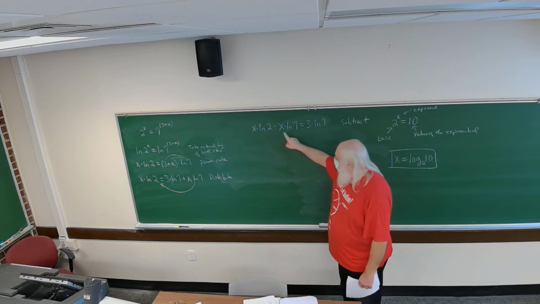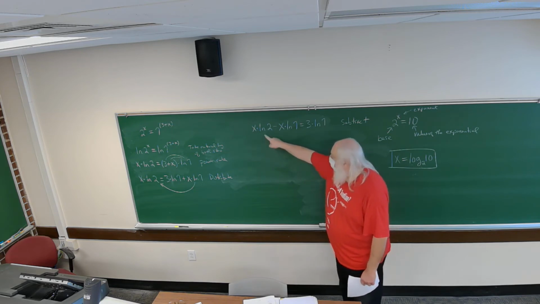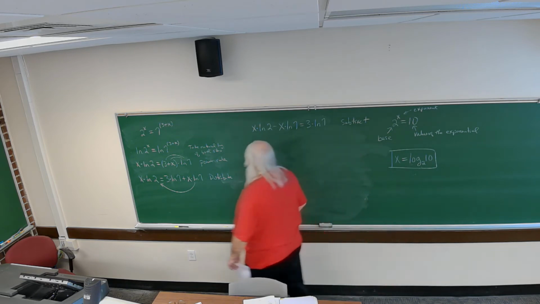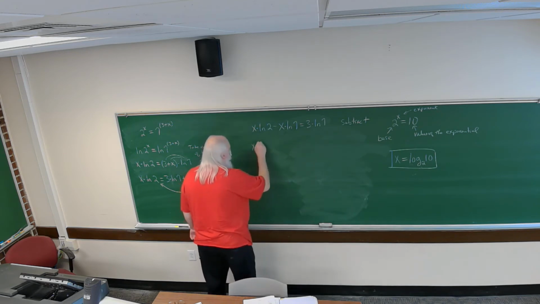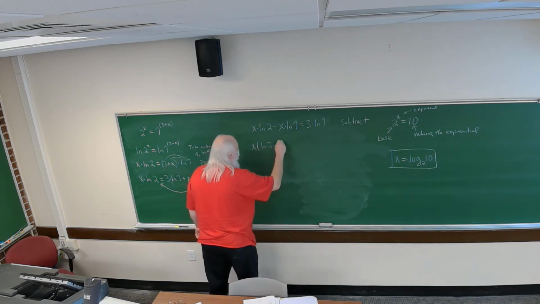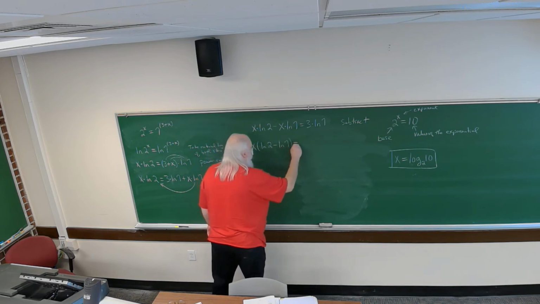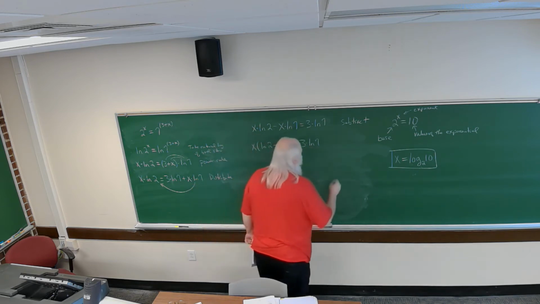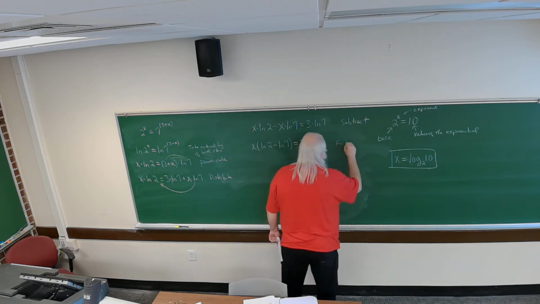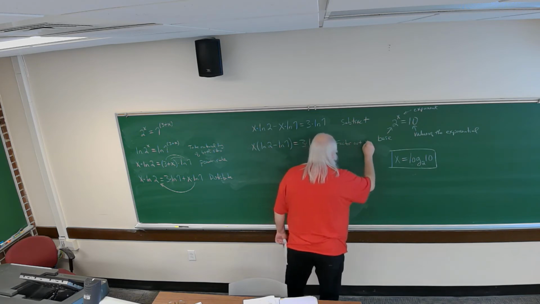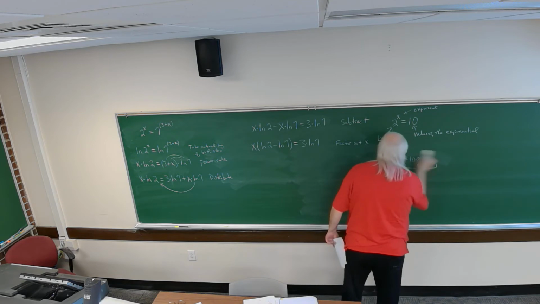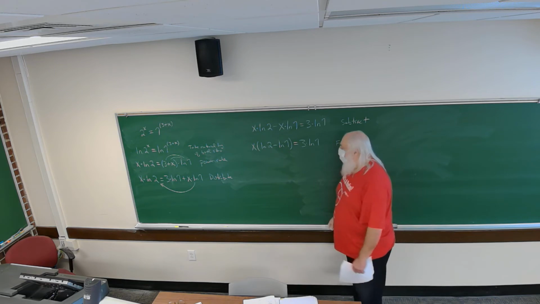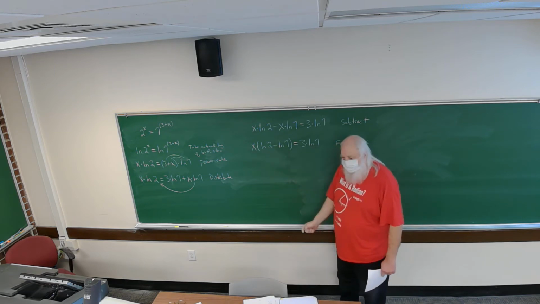And now you can see we have two terms on the left. Each term has x as a factor, so we can factor out an x. And so we have x times the natural log of 2 minus the natural log of 7 is equal to 3 times the natural log of 7. So in this step, we factor out an x. So now on the left-hand side, we have x times this in parentheses.